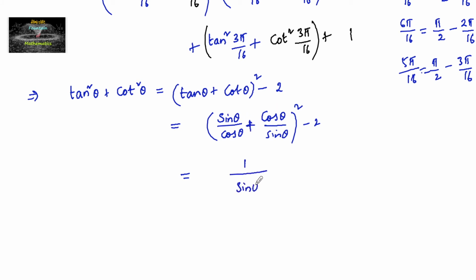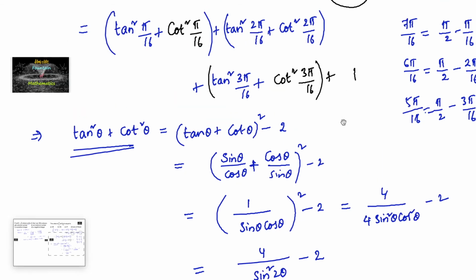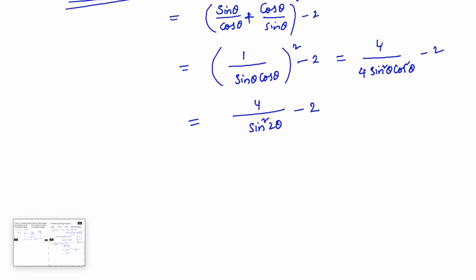upon sin theta cos theta whole square minus 2, or we can multiply and divide by 4: 4 divided by sin square theta cos square theta minus 2, which equals 4 divided by 2 sin theta cos theta whole square, that is sin square 2 theta, minus 2. So finally we can write tan square theta plus cot square theta as 4 upon sin square 2 theta minus 2. So we had tan square pi by 16 plus cot square pi by 16.